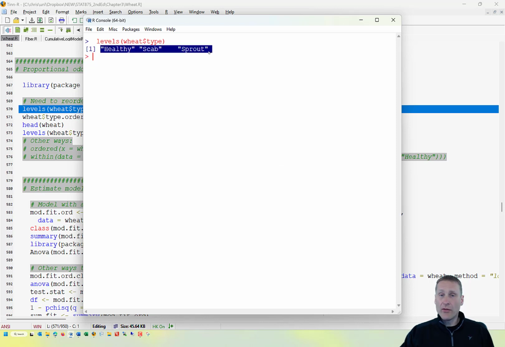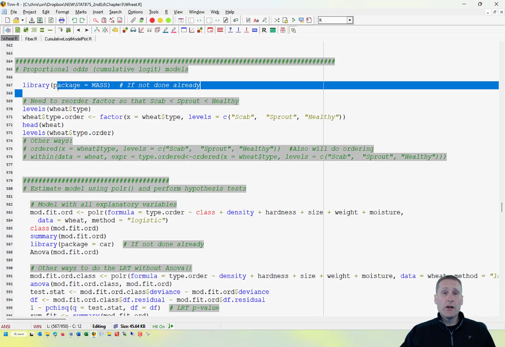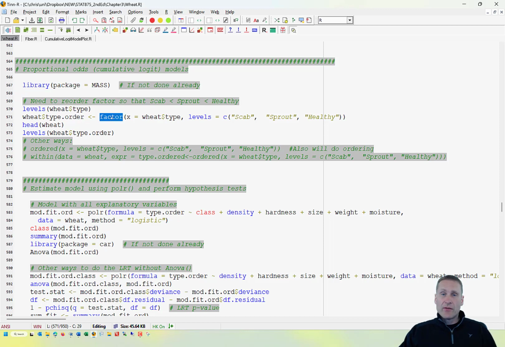We want healthy, for example, to be that last category. We want scab, sprout, healthy. So to reorder the levels to how we want it so that R can take advantage of this ordering, we can use the factor function. So we say factor x equal, here's where my data is, the type variable of wheat, and then this is where I put in the new ordering for the categories.